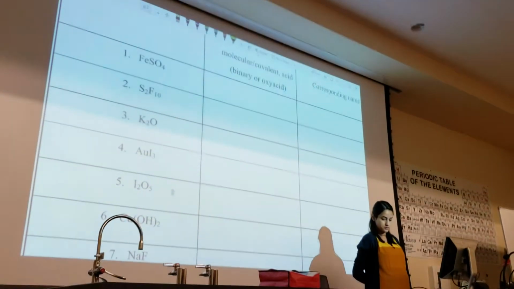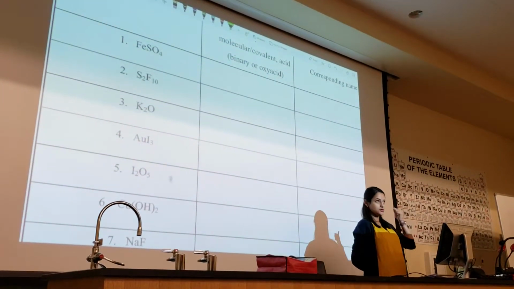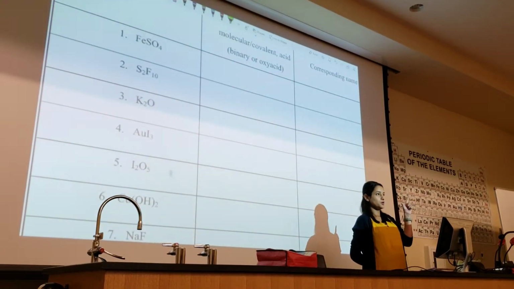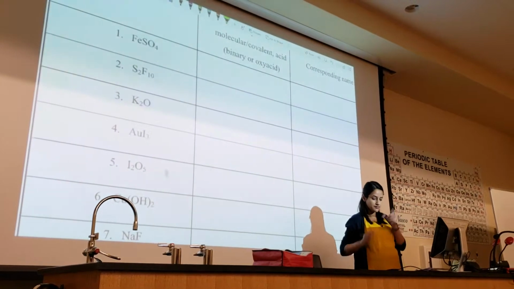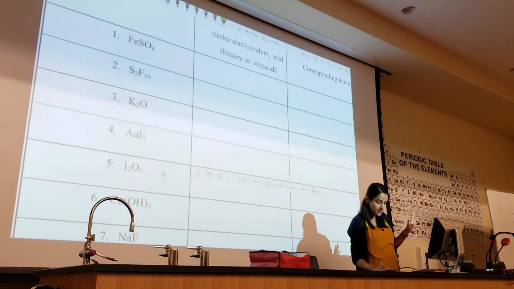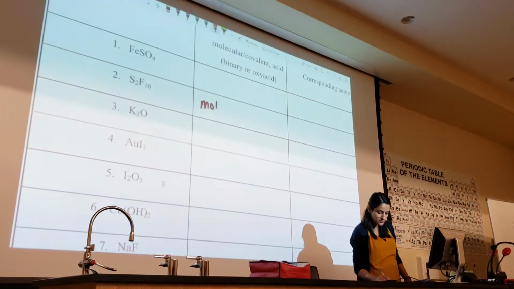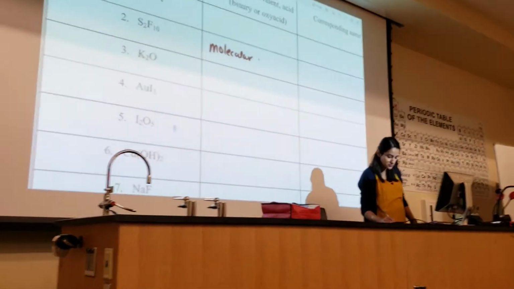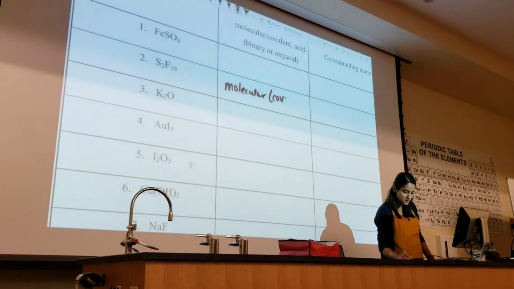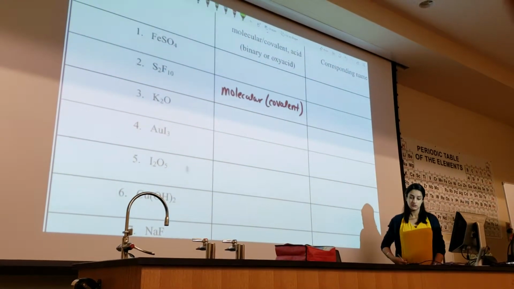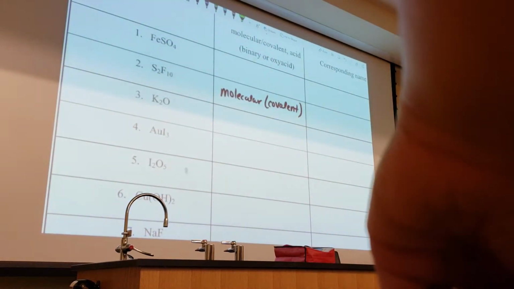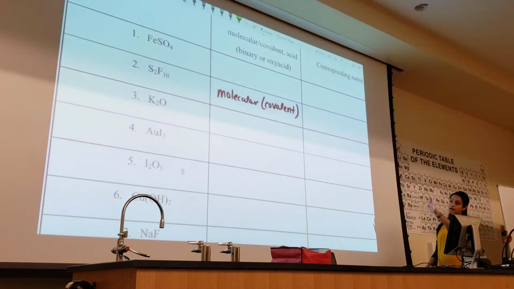Okay, looking at number 2, what two elements are involved? Sulfur and fluorine. What are they? Metals or non-metals? They're non-metals. So both are non-metals. That would fall under molecular. Remember another name for this is covalent. Okay, so we're just identifying right now.